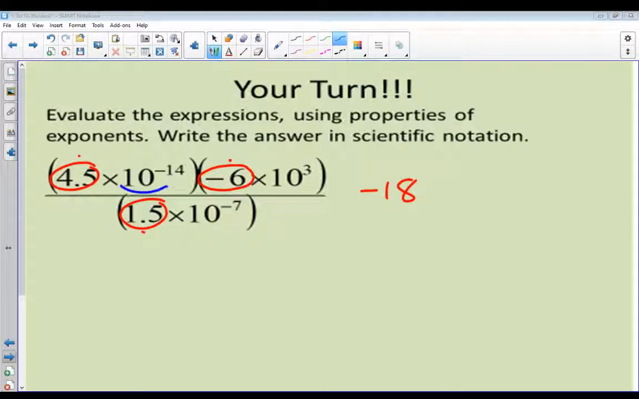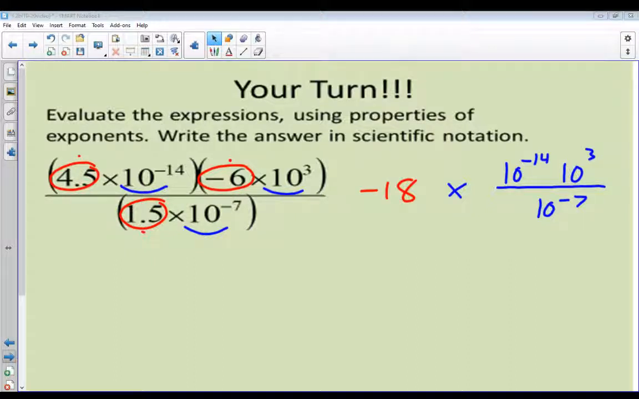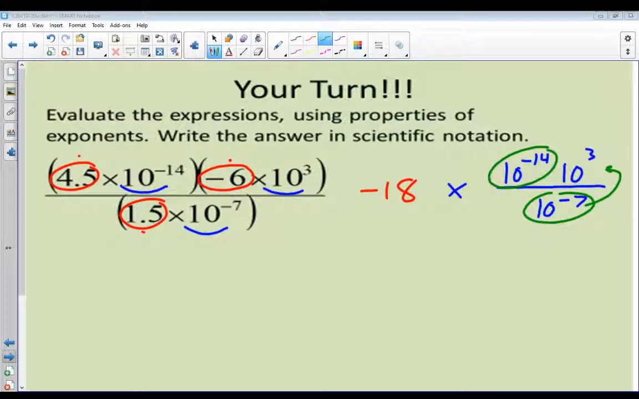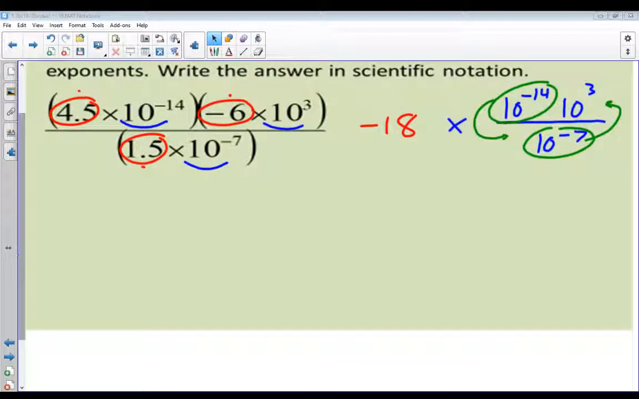Now let's take care of the base 10s in blue, which if we just rewrite formally now, they'll give us 10 to the negative 14, 10 cubed, and then 10 to the negative 7. And again, my recommendation before we continue, go ahead and flip any negative power. So the negative 7 will go to the top, the 10 to the negative 14 will go to the bottom. And once you've done that, then we'll readjust.